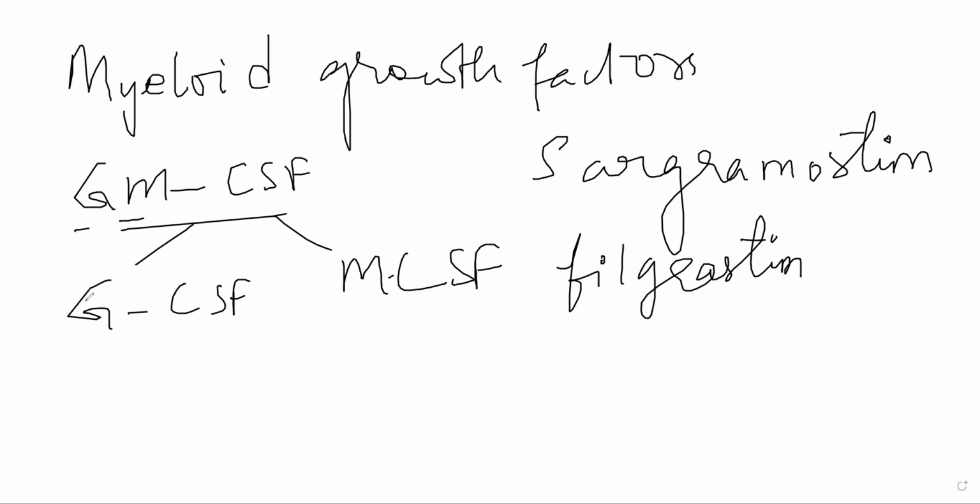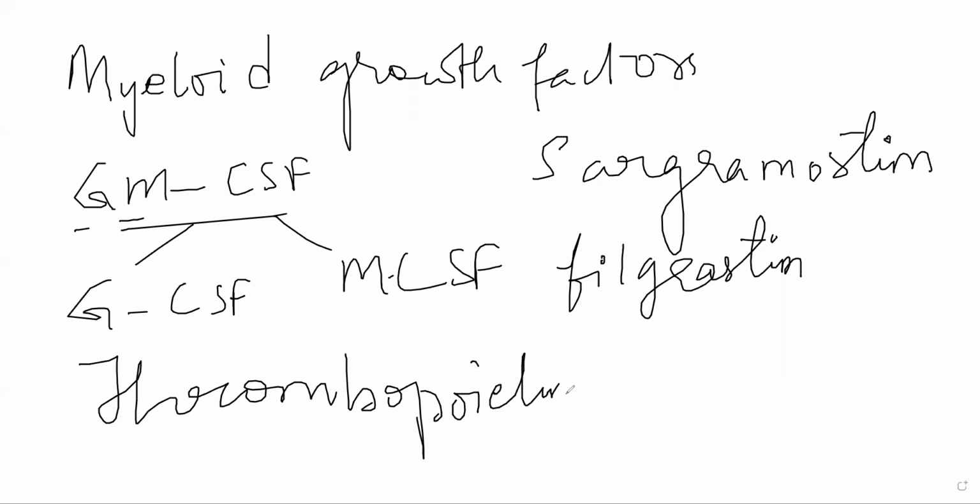You can also give thrombopoietin. There's something called thrombopoietin. It is given generally in cancer patients who are undergoing cancer chemotherapy. Severe thrombocytopenia occurs in those patients. So to produce platelets, you will give thrombopoietin. Those are all different sorts of hematinics. Okay.